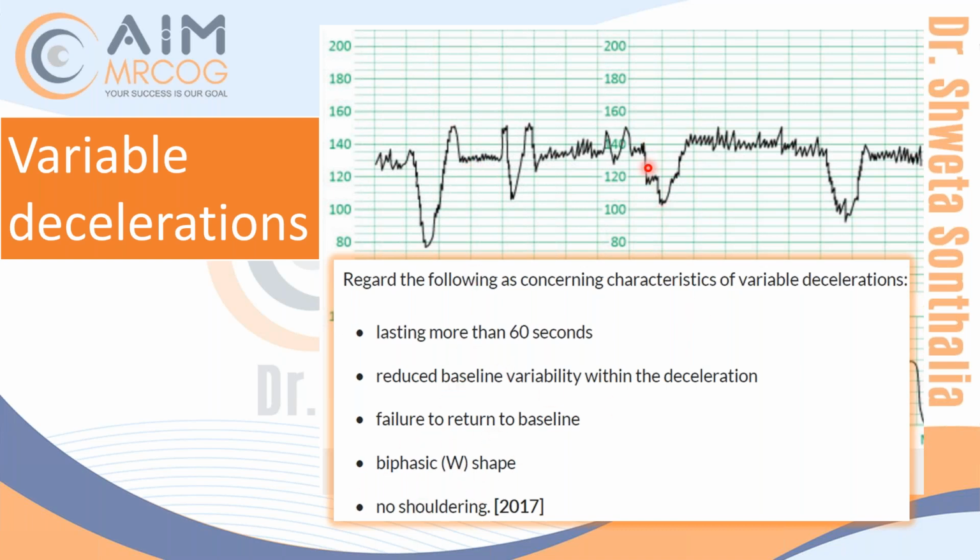Biphasic. So this one you can take as biphasic, W shape. You'll not exactly see the shape like we write our alphabet, obviously. Like if you see this also looks to me like a W shape. So it's just a way of telling you that it doesn't look smooth. And no shouldering, of course. Here it is no shouldering. Here it is no shouldering. So these are the concerning characteristics.